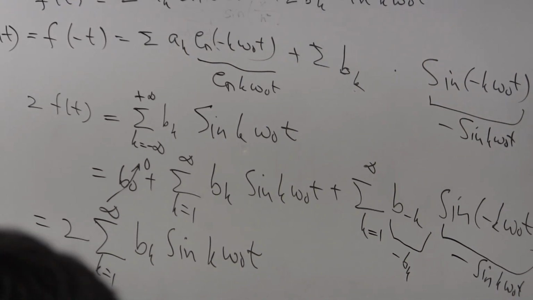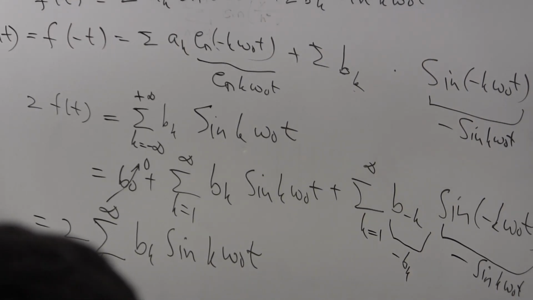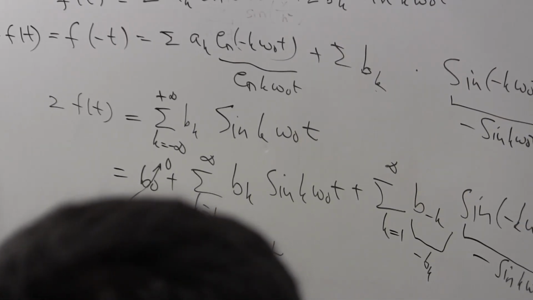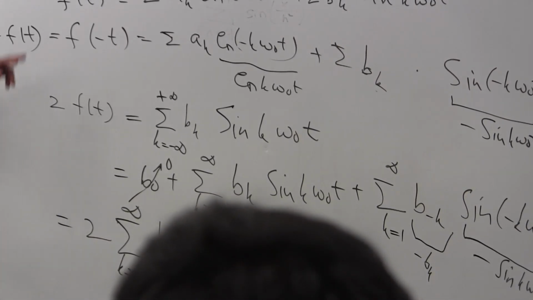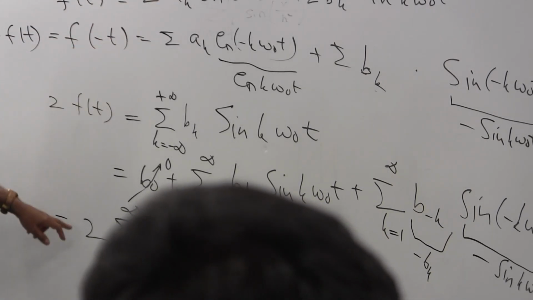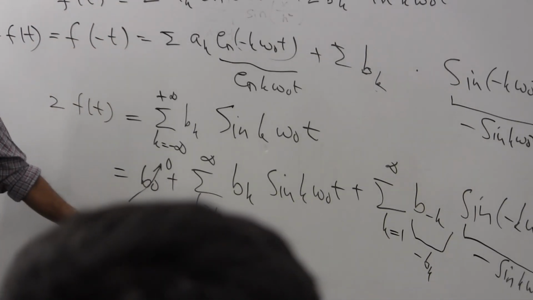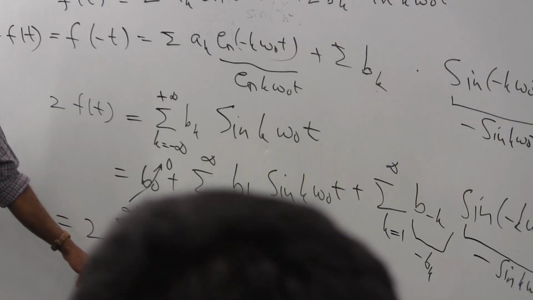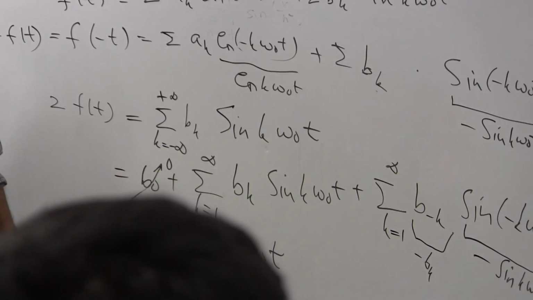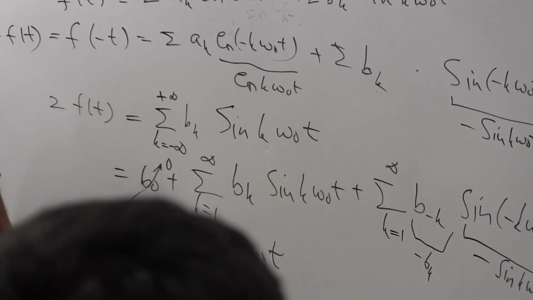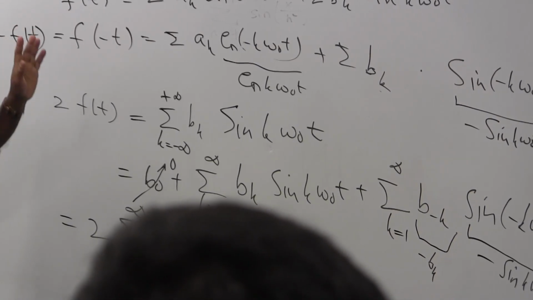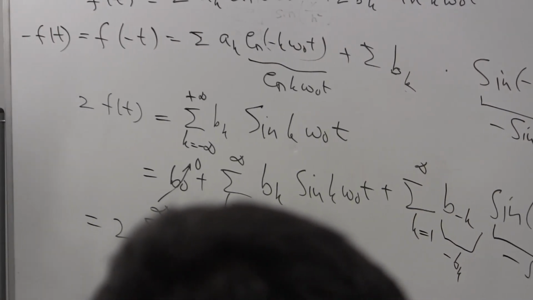So this is the moral of the story. If the signal is real and even, you only have A terms. If the signal is real and odd, you just have positive frequencies, but there is no 0 term because B0 is always 0. Omega 0, 2 omega 0, 3 omega 0, etc. But always the previous picture is true.